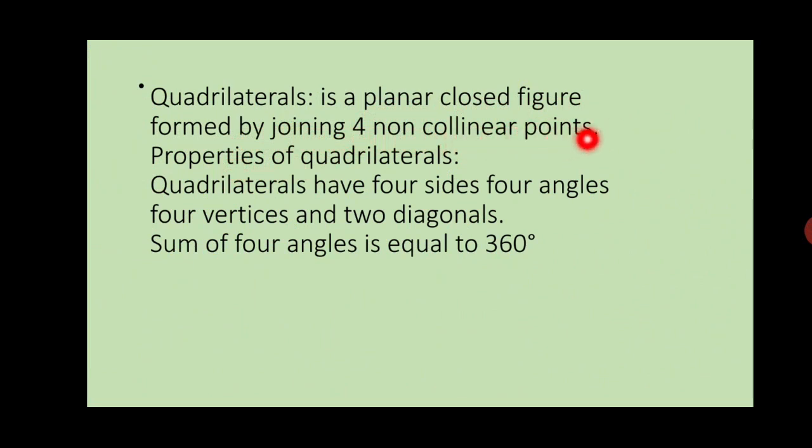Collinear points, points which are on the same line are known as collinear points, and non-collinear points are the points which are not on the same line.